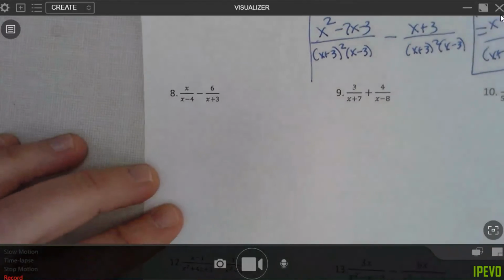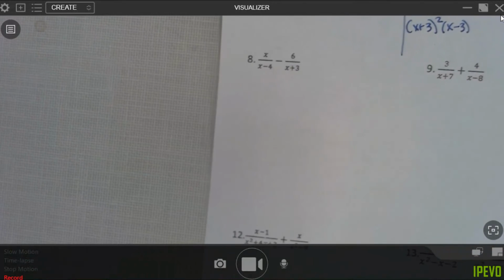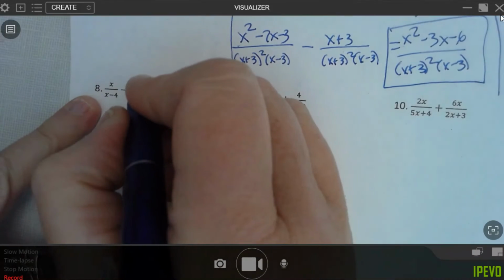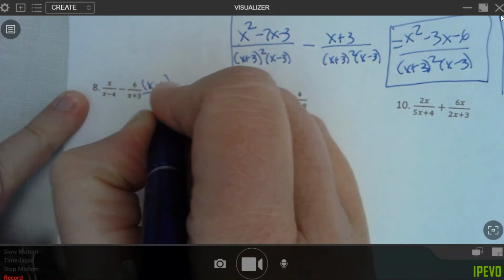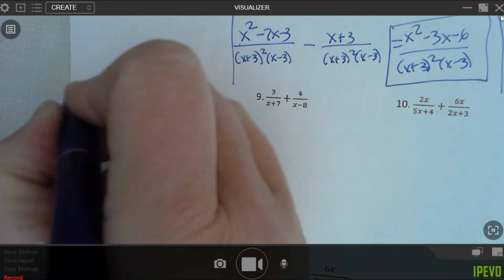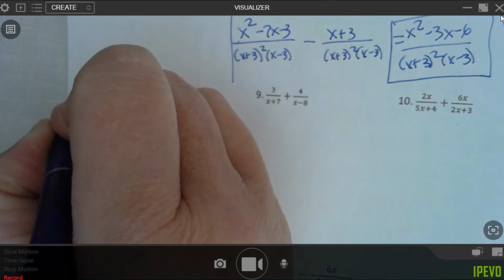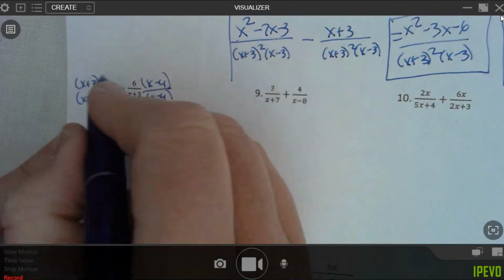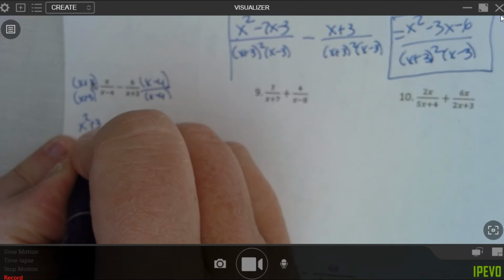All right, and problems like number 8 and 9, what we're going to do here is that there's nothing alike. So this side just gets the x minus 4. What you do to the top, you've got to do to the bottom. And this side's going to get the x plus 3. Okay, so I'm going to multiply out. So I get x squared plus 3x.